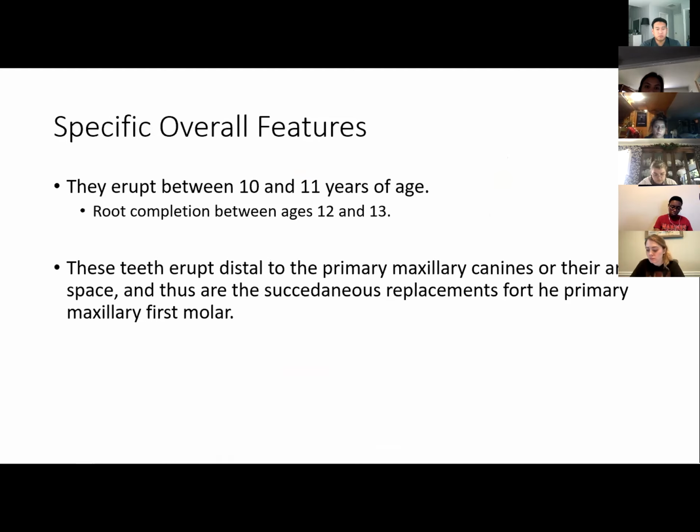They erupt between the ages of 10 and 11 years old with a root completion at 12 to 13. These teeth erupt distal to the primary maxillary canines or their arch space. So it depends on if the premolar or the canine is missing or not, and they are succedaneous replacements for the primary first molar. Okay.